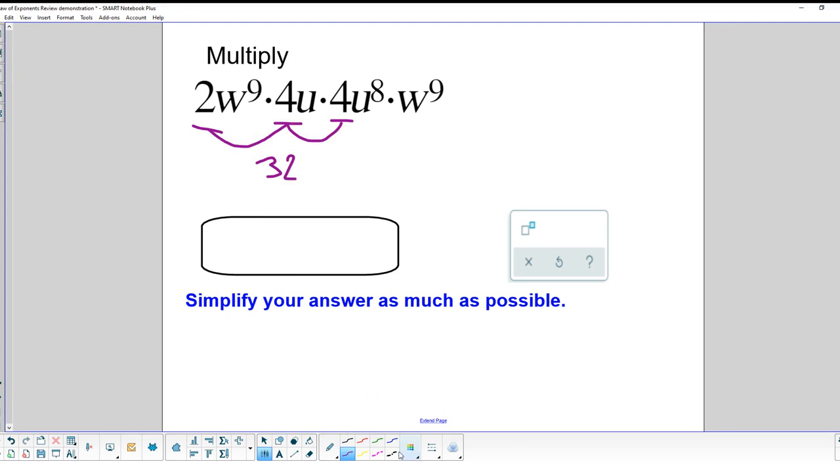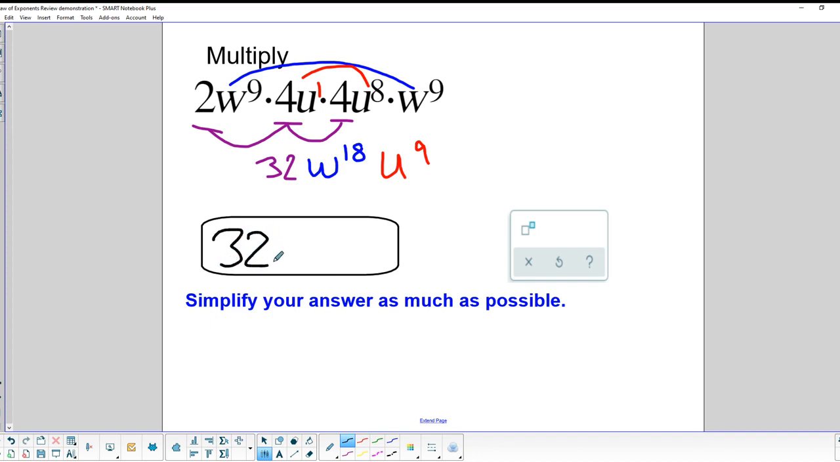And next we have w to the 9th and w to the 9th. So when you combine those together, you get w to the 9 plus 9, which is 18. And lastly, we have u to the 1st times u to the 8th, which gives us u to the 9th power. So that would be the answer on that particular problem.